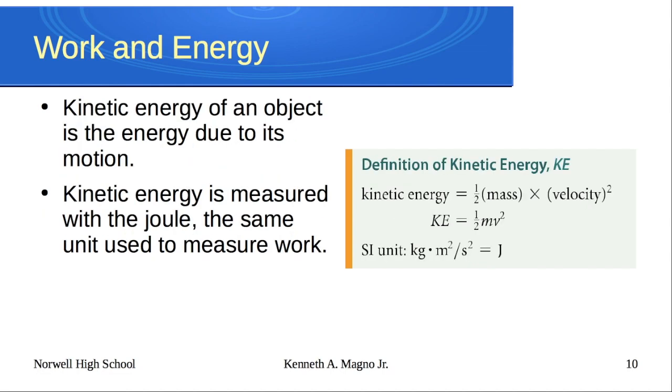Kinetic energy is the energy of an object just due to having motion. If I go through the math of mass times distance squared over time squared, that's still going to come out to be a joule. So kinetic energy is still in joules, just like work was in joules. One half mass times velocity squared is what we're going to define as kinetic energy.